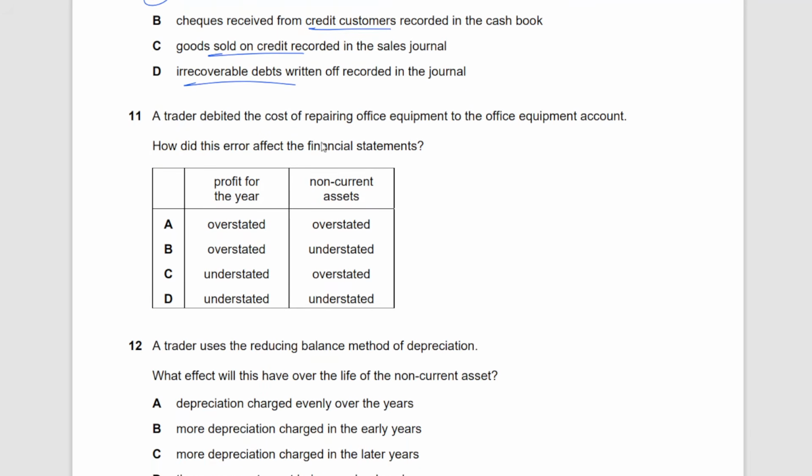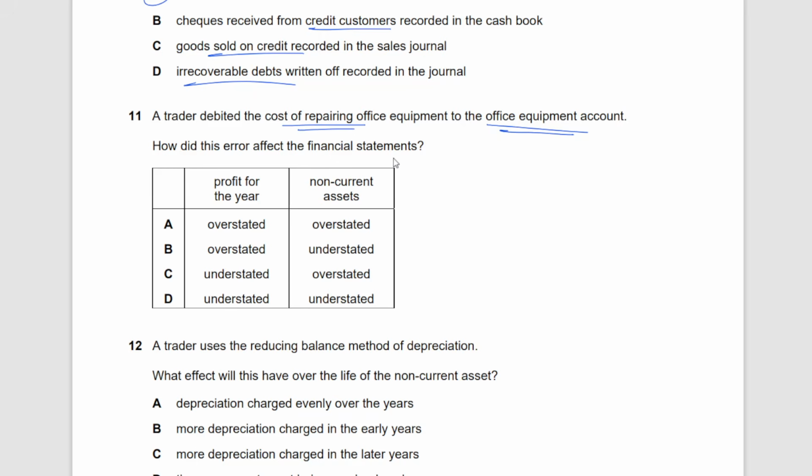A trader debited the cost of repairing office equipment to the office equipment account. What kind of error is that? Pause the video, think about it if you don't remember, because I'm going to just say it. Cost of repairing is revenue expenditure. This is a capital expenditure. This is an expense. This is an asset. Right? So this is an error of principle. You're mixing up the class of accounts. Asset account mixing up with expense account. Although both were supposed to be debited, but still, you messed up.